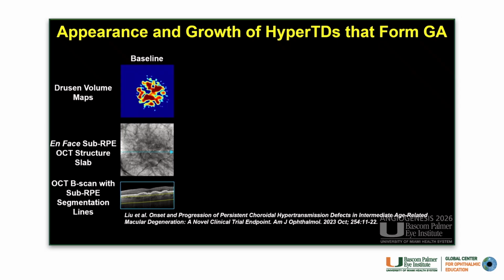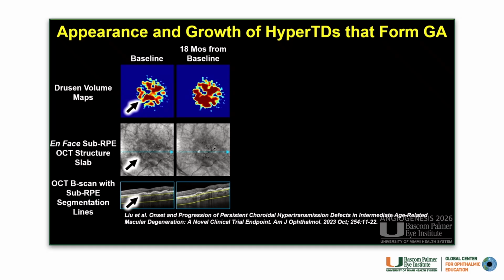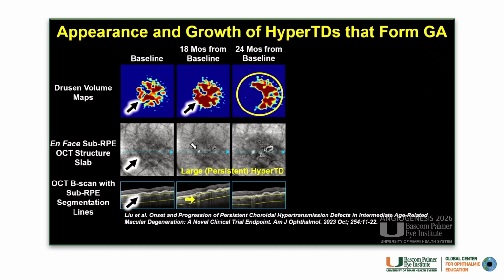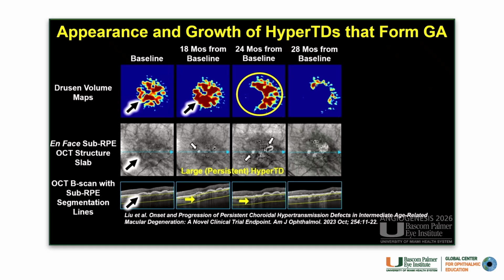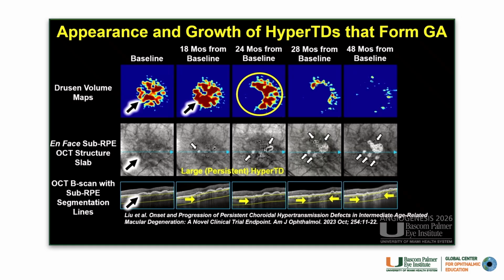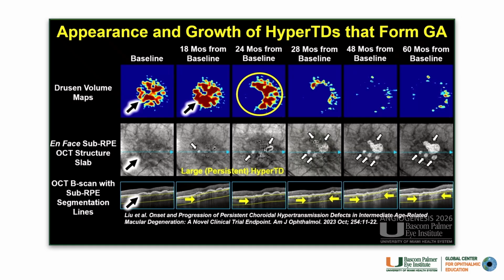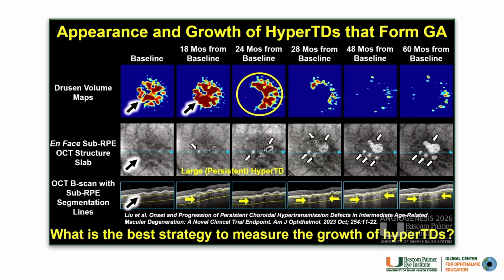But allow me to show you a beautiful example of the appearance and growth of hypertransmission defects into the formation of GA. Here, the baseline visit shows an eye with only drusen and no hypertransmission defects that 18 months later develops the first hypatid. Later, as drusen volume collapses, more hypatids form and they start to merge and form larger areas of atrophy. But then the question becomes, what is the best strategy to measure the growth of these lesions?